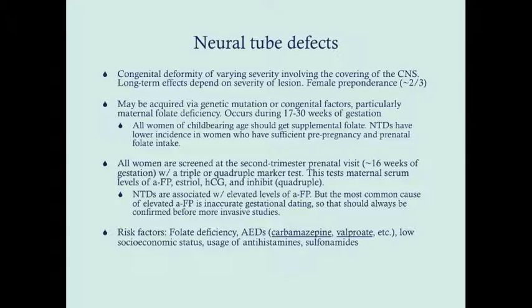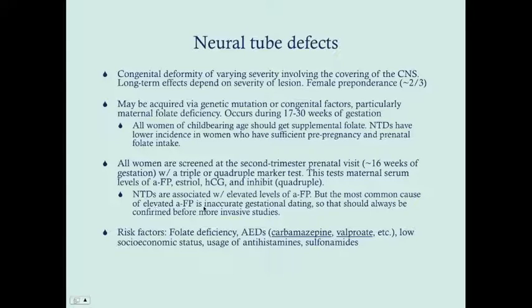Where I work, it's done via triple screen, but quadruple screen can be done as well. So this tests maternal serum levels of alpha-fetoprotein, estriol, and HCG. And then it also tests inhibin in the quadruple screen. So, wow, this is problematic. My autocorrect decided to turn this into inhibit, but it is inhibin with an N. And so that's part of the quadruple screen, but you're always getting an alpha-fetoprotein, estriol, and human chorionic gonadotropin levels.